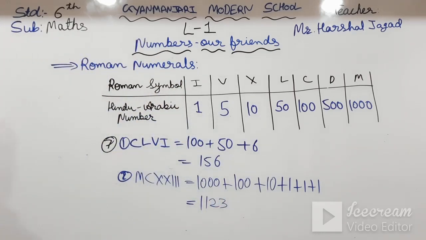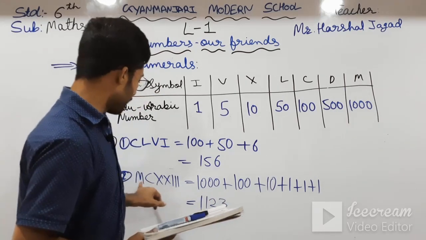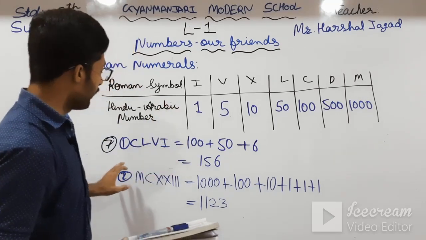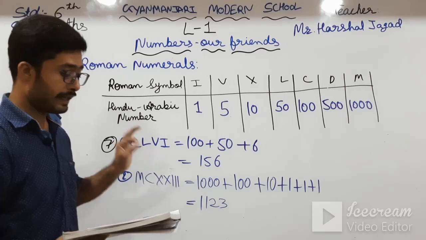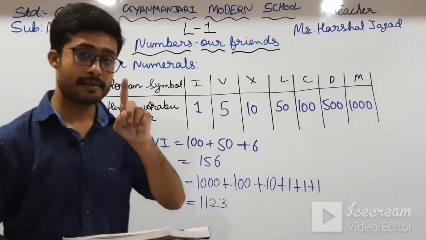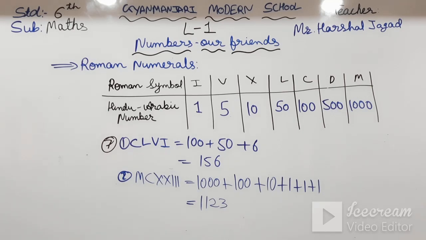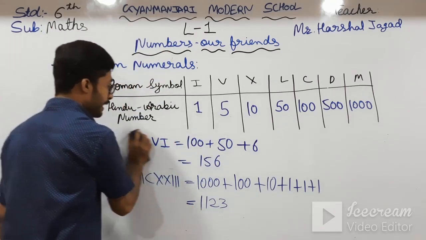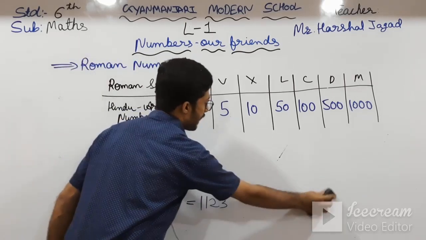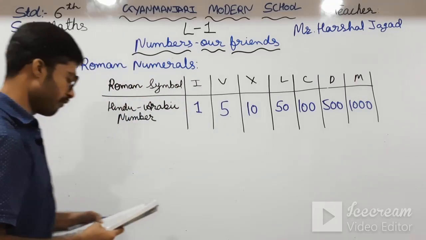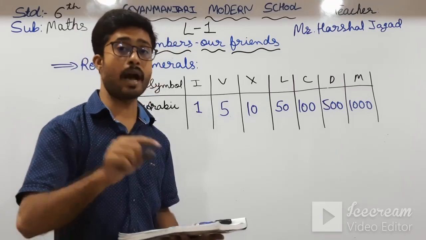1123. Okay students, so here in rule number 7a, if the value of the symbol from left to right decreases or remains the same, we add the values of the symbols. And in rule number 7b, it is written that if the value of the symbol from left to right increases, then we have to subtract that.